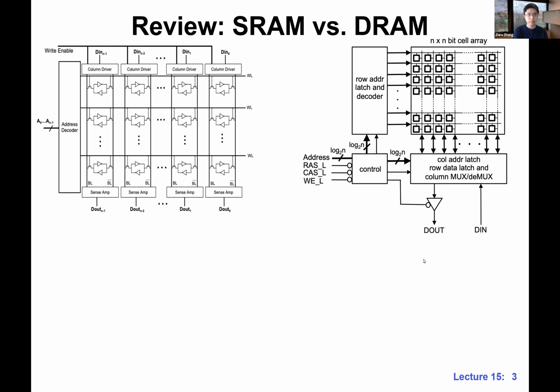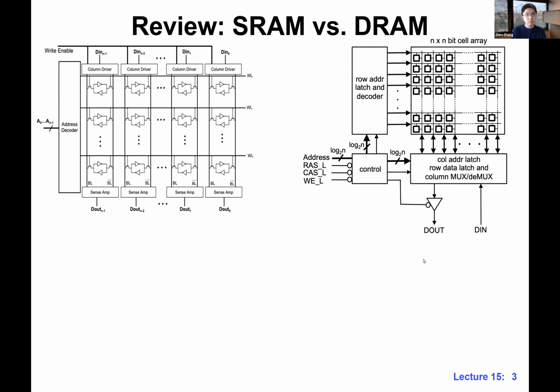with static RAM, we don't need to do the refresh, because we are using these cross-coupled inverters, which are always powered. We don't need to refresh its content. In contrast, if you look at DRAM, we have a single transistor and a single capacitor in the bit cell. That capacitor may lose charge. That's where we have to refresh.